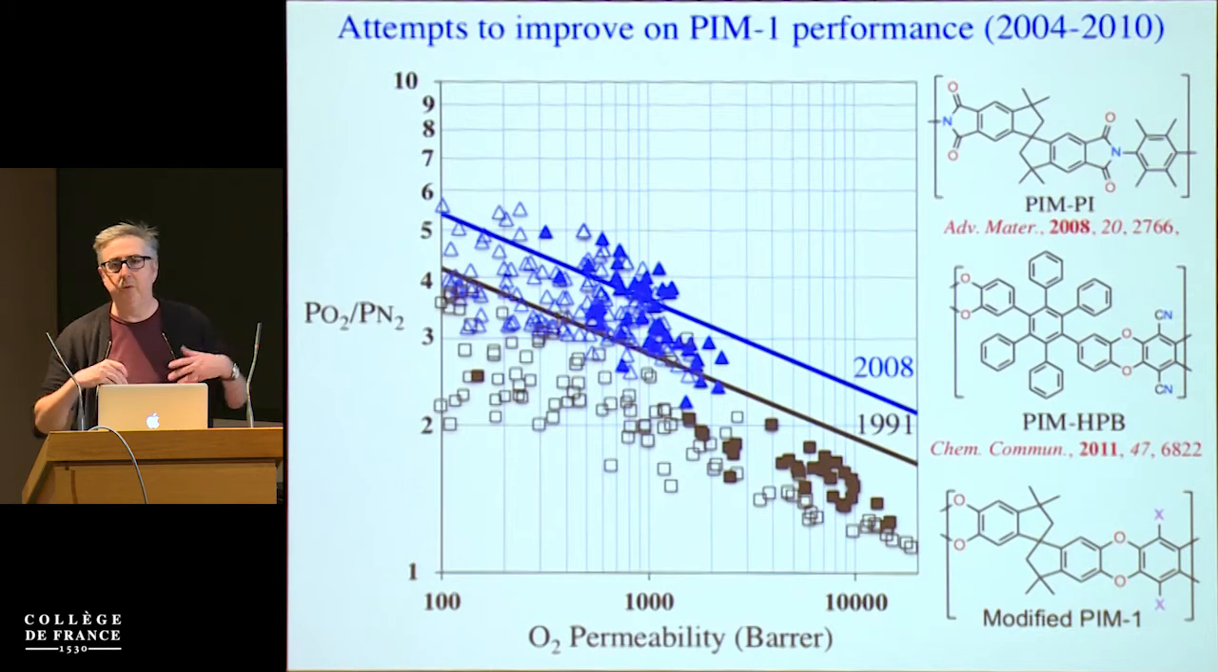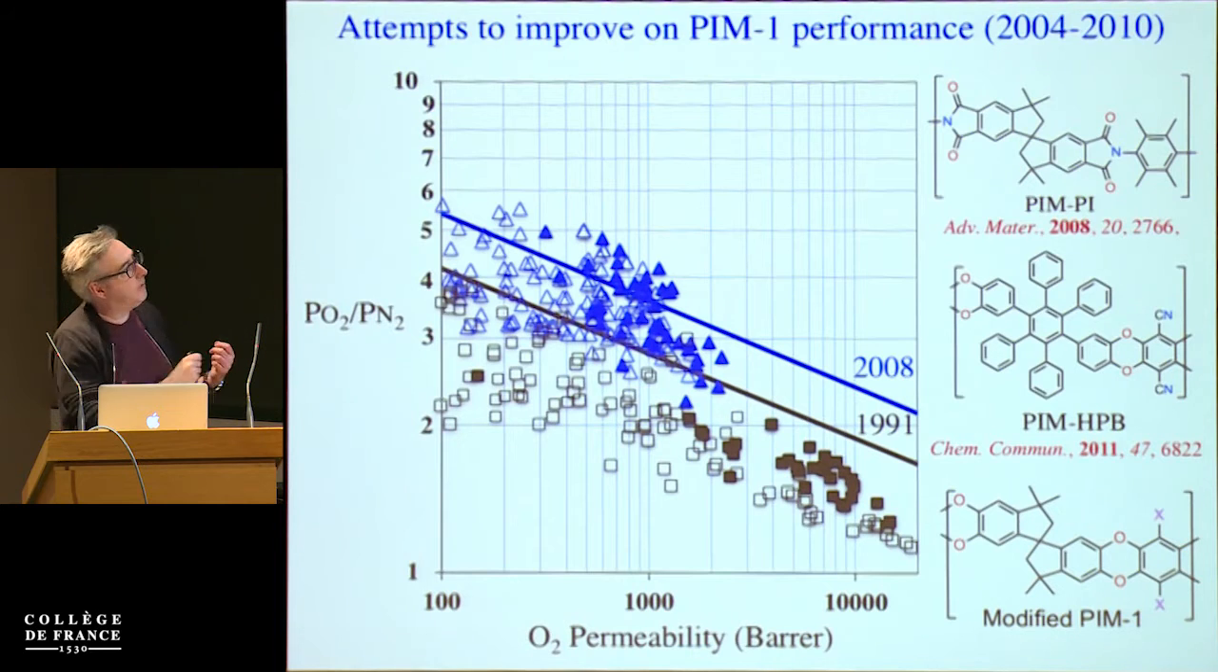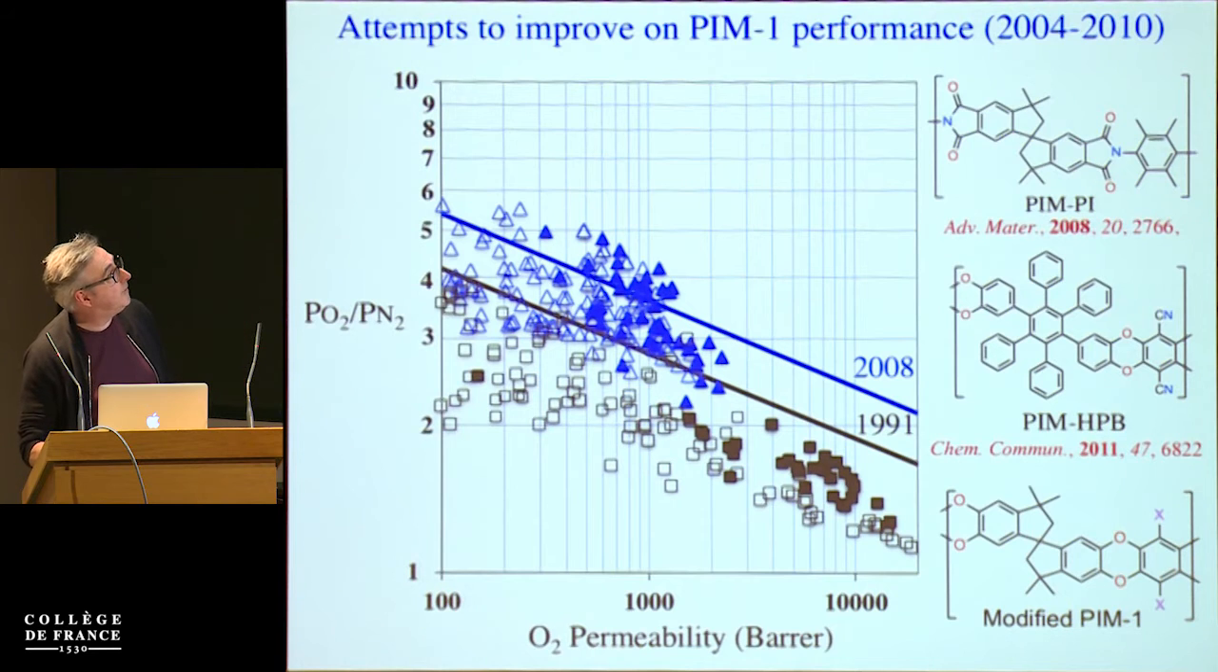And all of these empty triangles here are polymers that we made subsequently. But when you actually plot them all with all the PIM1 data points as well, you can see it's a cloud, much better than we were getting before PIMs came along. But there's no real standout polymer from these new ones that we were making at that time.